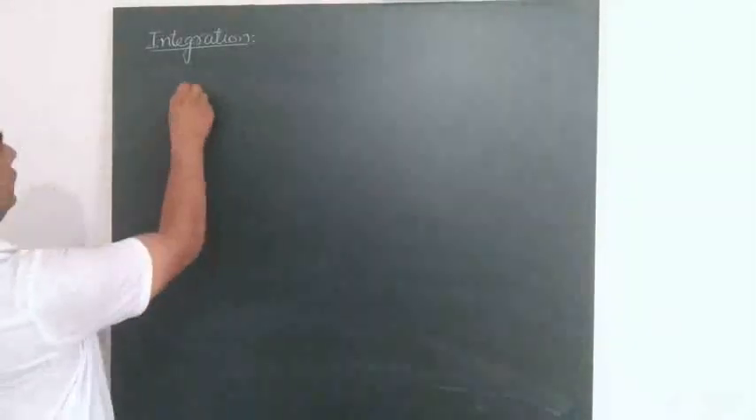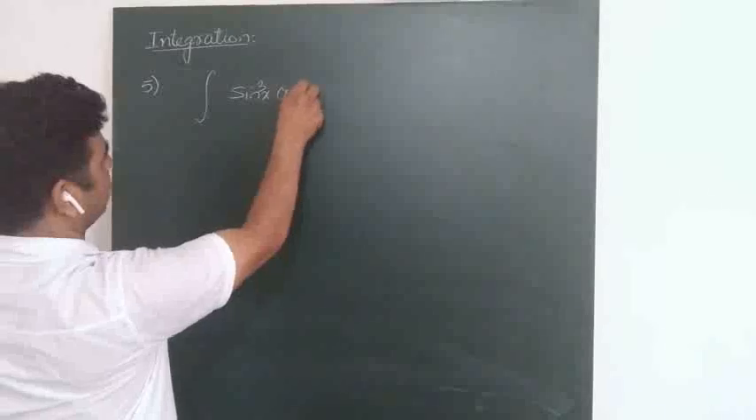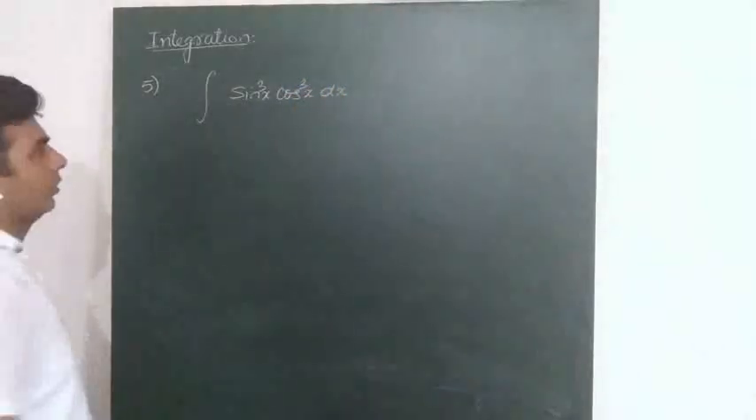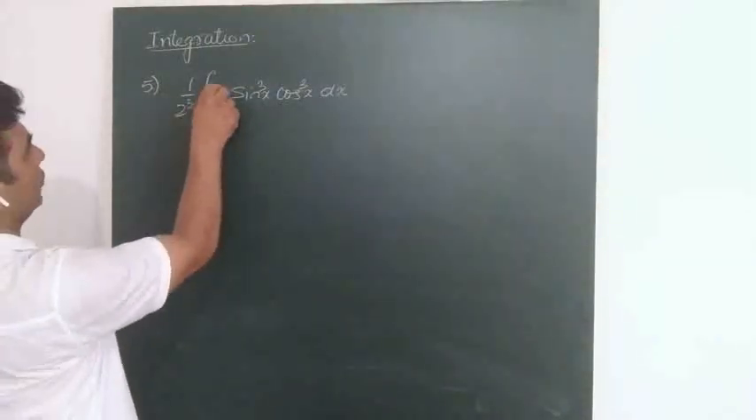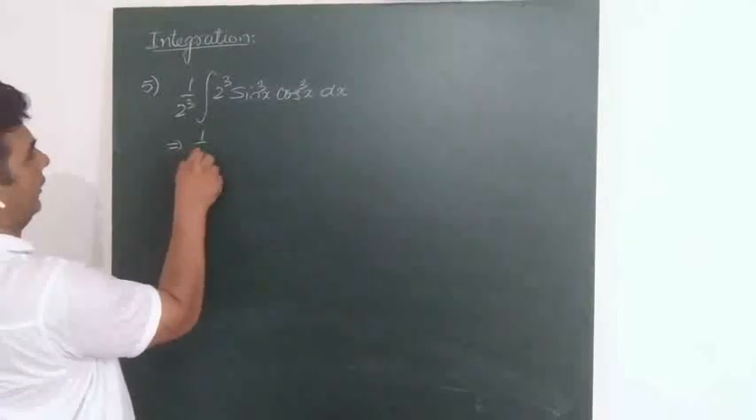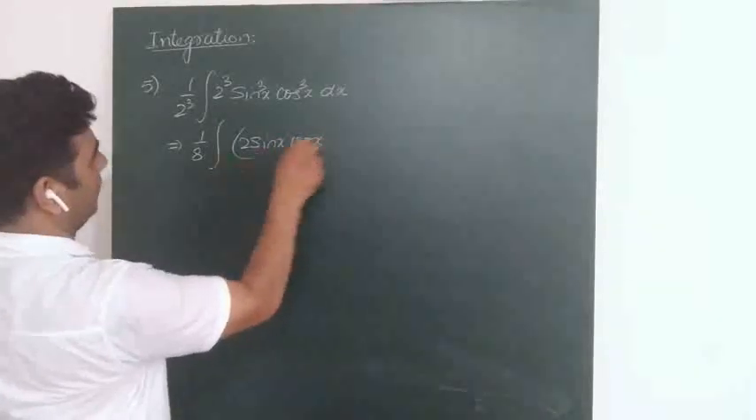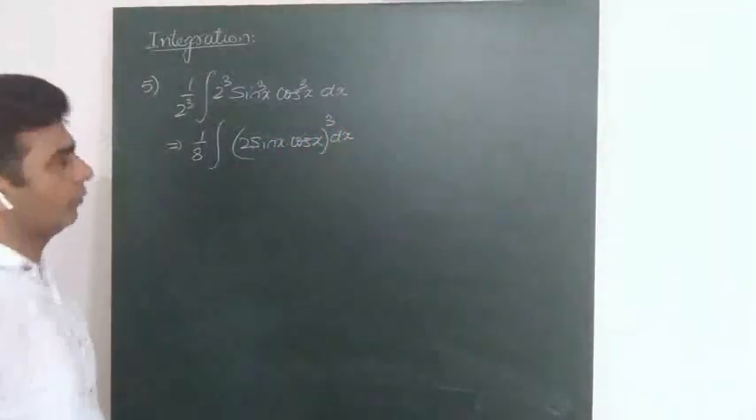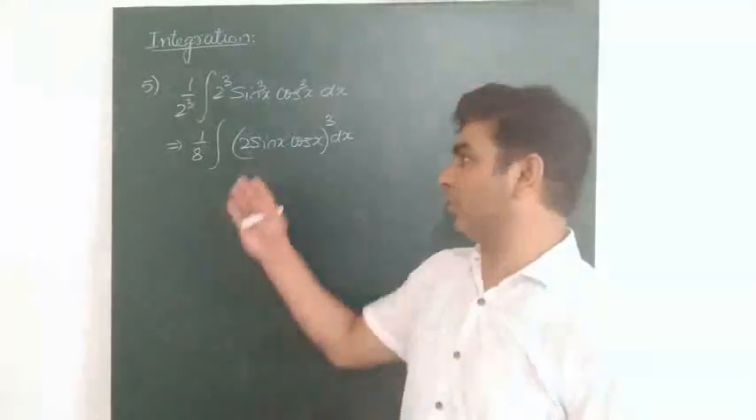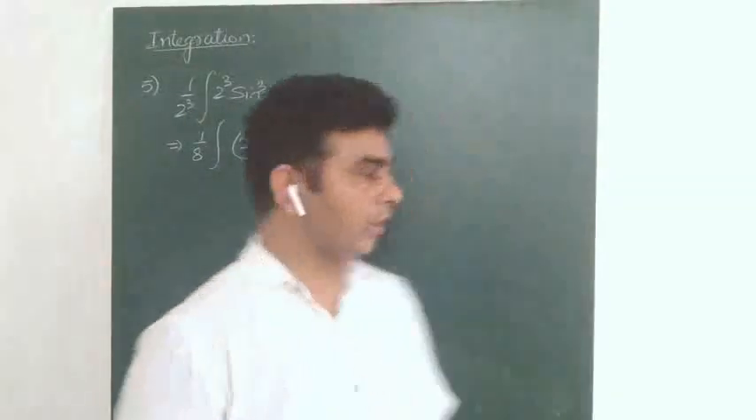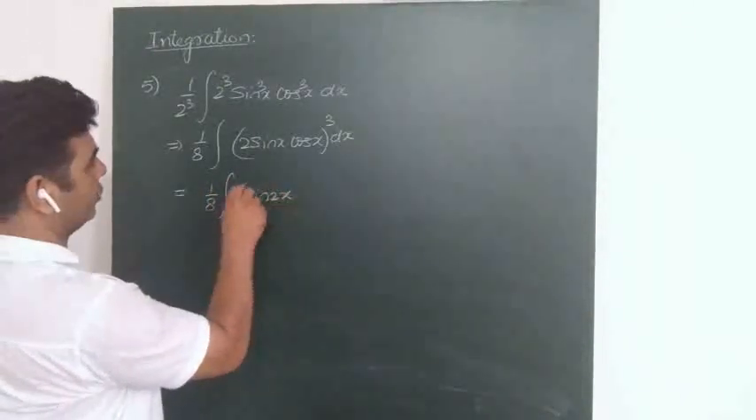This is given as question number 5. This is sine cube x multiplied by cos cube x into dx. Because the cubic function is there, we can multiply it by 1 upon 2 cube into 2 cube. This can be further written as 2 sine x into cos x, whole power 3. Because all terms are in multiplication form, they can be put in a single power. So this can now be written as sine 2x to the power 3.